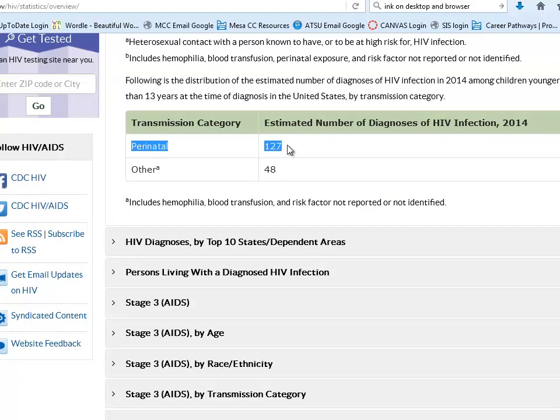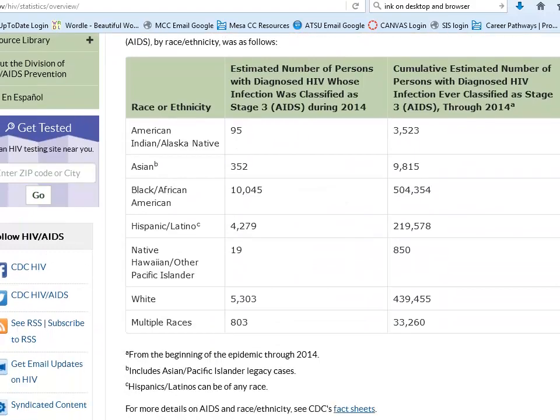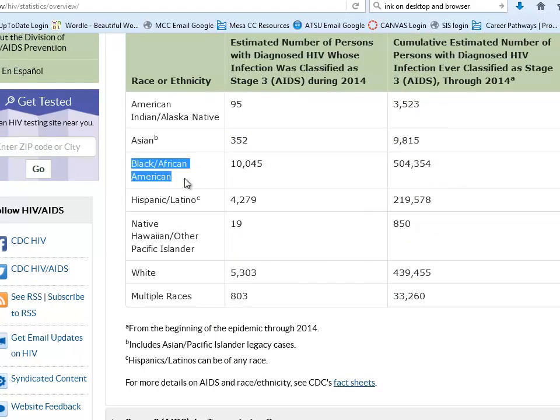The other thing I thought that was interesting, if you look at the race and ethnicity of people with HIV, African Americans make up about 50% of people with HIV, but they only make up about 12% of the U.S. population, so they are carrying a fairly large burden of the HIV infection in the United States.